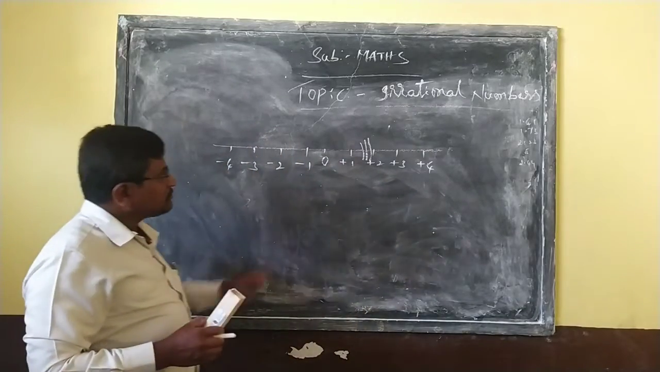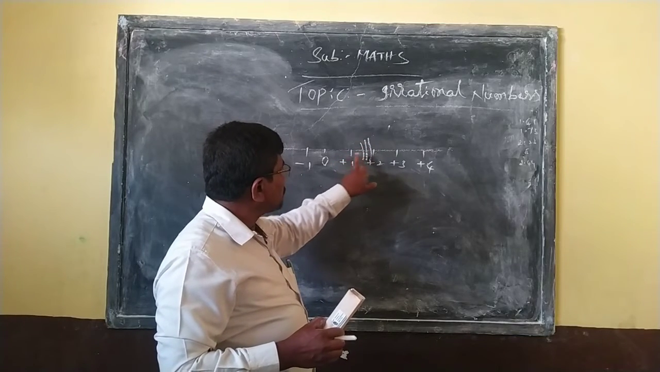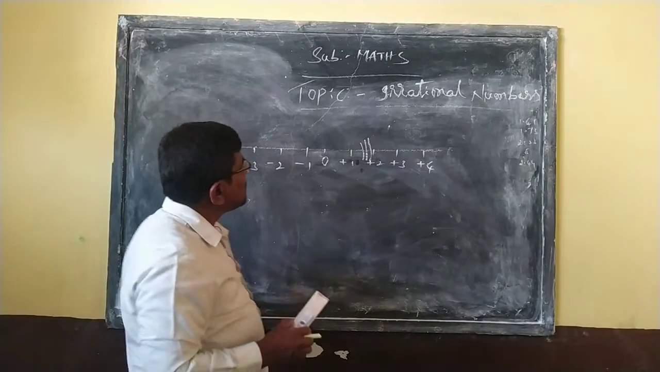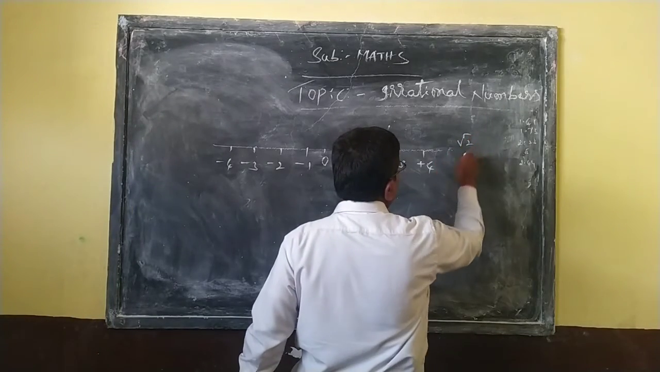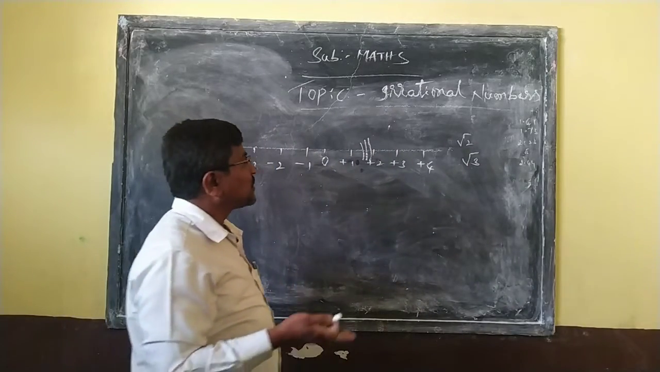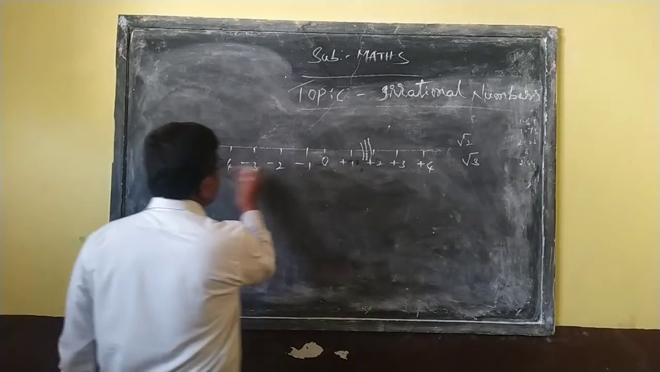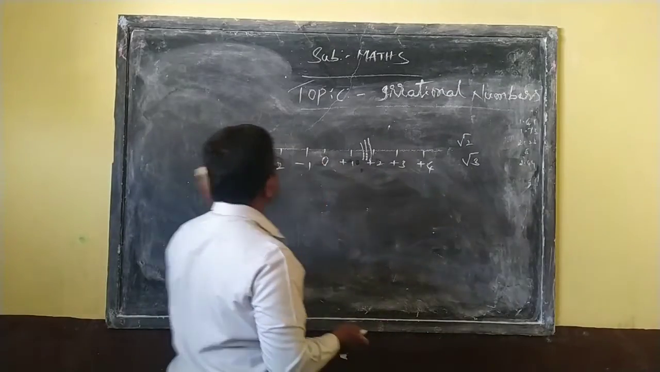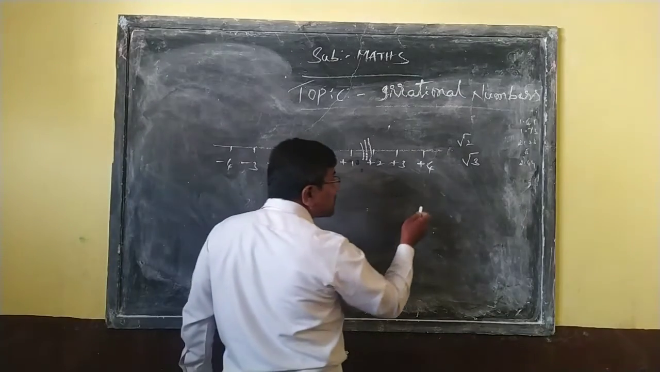So infinitely many numbers are here. See, between these two, 1 and 2, infinitely many numbers are there. That means root 2, root 3, root 5, root 6, root 7, root 8, infinitely many. As well as negative also. So completely, a number cannot be expressed as P by Q.